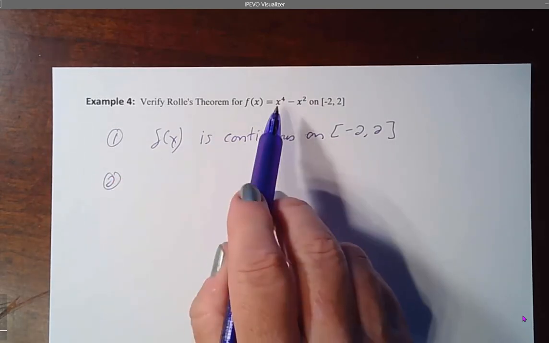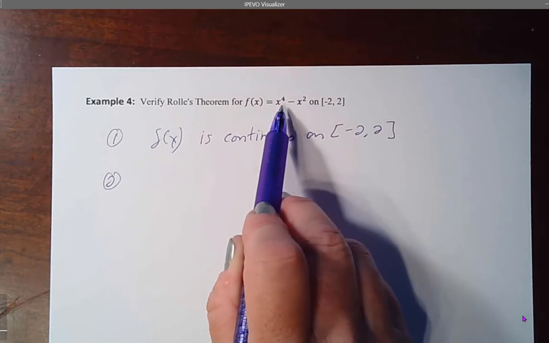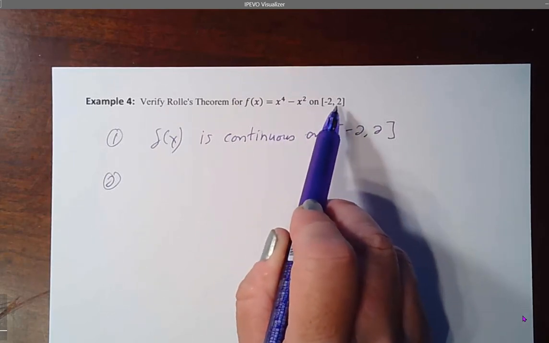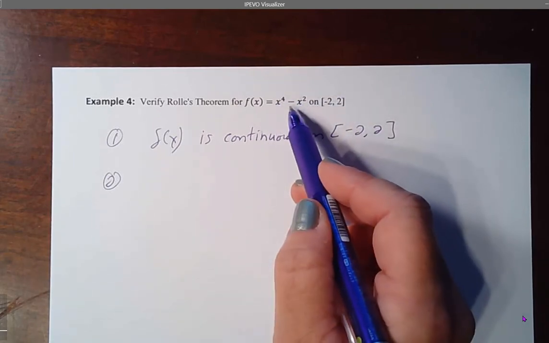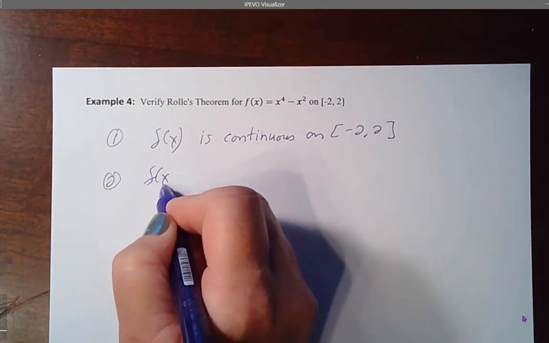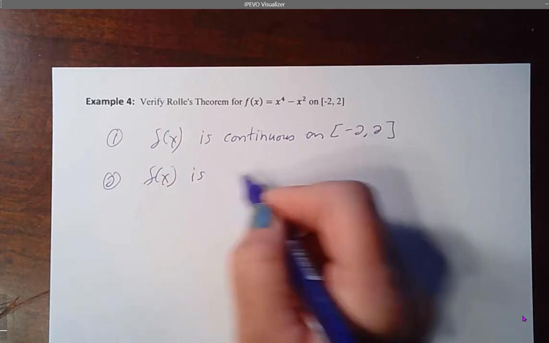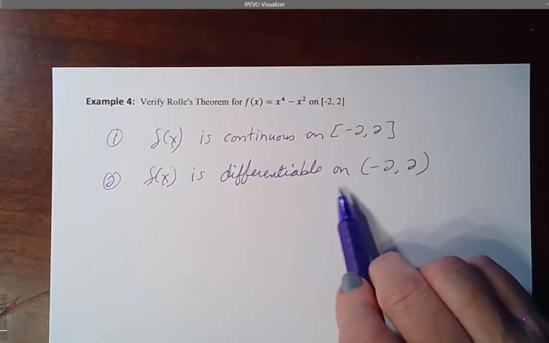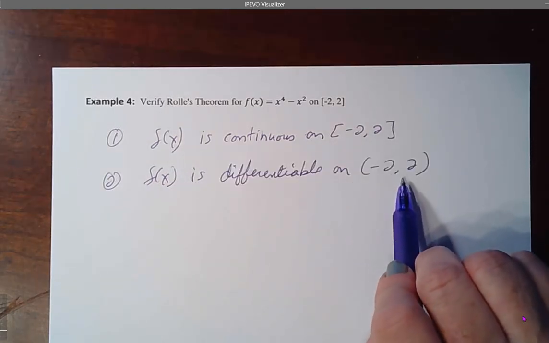Is there any point where it would not be differentiable here on the open interval from -2 to 2? Well, no, there's no point where it wouldn't be. It's differentiable everywhere. Okay, so f of x is differentiable on the open interval -2 to 2.